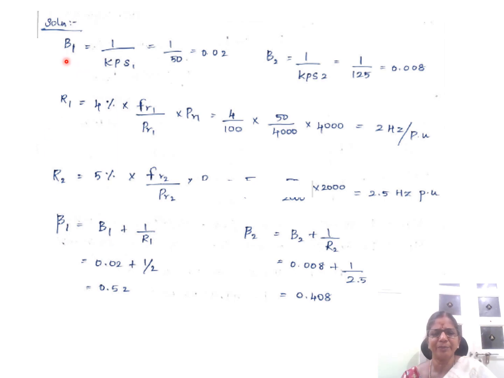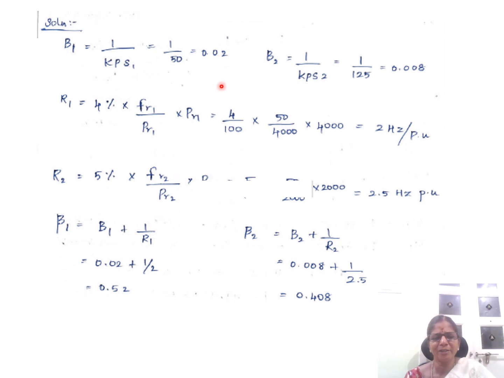First I have calculated B1 for area 1: 1 by the power system gain they have given, so 1 by 50, which is 0.02. Similarly, for area 2, I have calculated the damping coefficient B2, that is 1 by Kps2, 1 by 125, which is 0.008. And R1, I have calculated for 4% given for area 1. I have taken the unit as hertz per unit megawatt, so I multiplied by FR1 by PR1 into PR1. After simplification, my answer is 2 hertz per unit megawatt. Similarly, for R2, calculated for 5%, my answer is 2.5 hertz per unit megawatt.